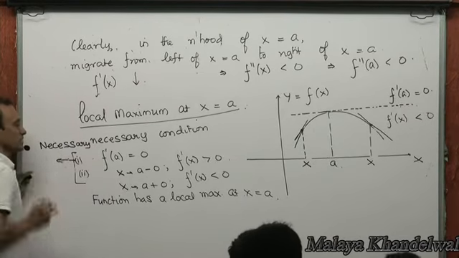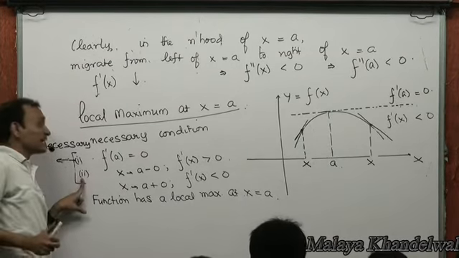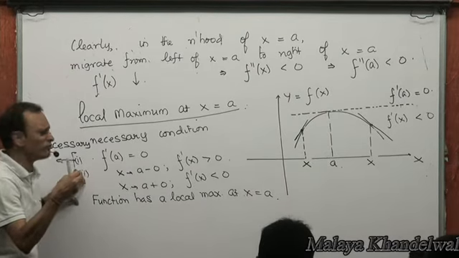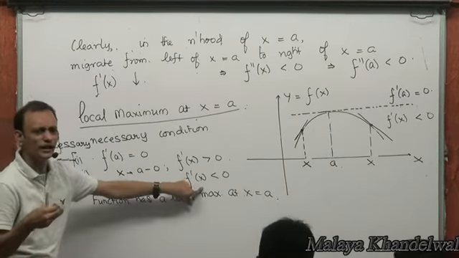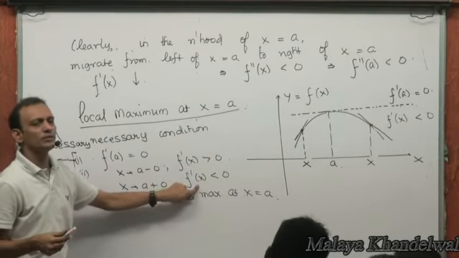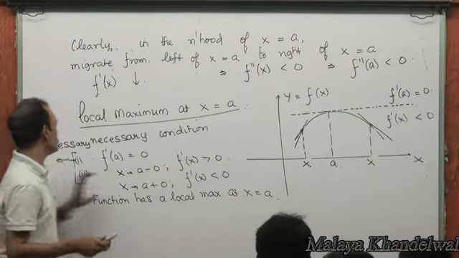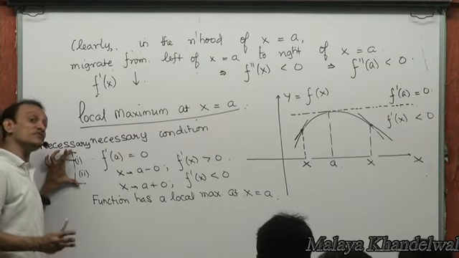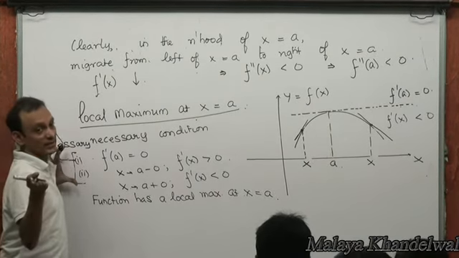This is a necessary condition. And the second one can be a sufficient condition. Examine f dash x to the left of a, examine f dash x to the right of a. To the immediate left of a, if f dash x is greater than 0, to the immediate right of a, if f dash x is less than 0, then these two put together will give you the necessary and sufficient condition for a local maximum at x equal to a.